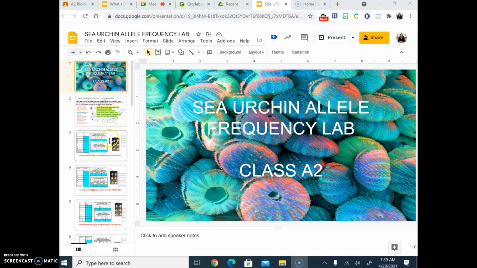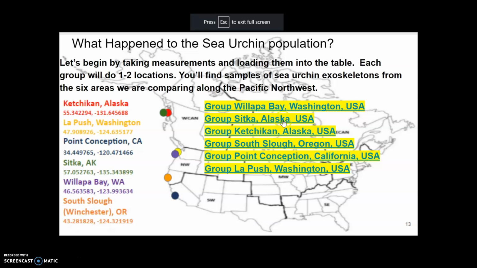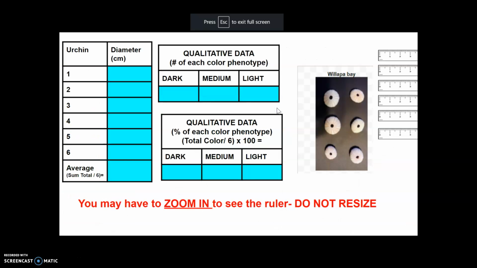Okay, so here's a quick how-to on how to do today's lab. In your groups, and most groups are going to have to do more than one of these groups of urchins, your ultimate goal is just to fill out this data. We're going to be looking at qualitative data, which is the color of the sea urchins.